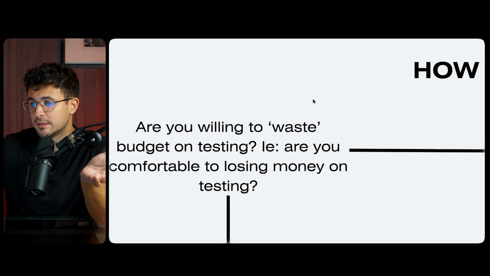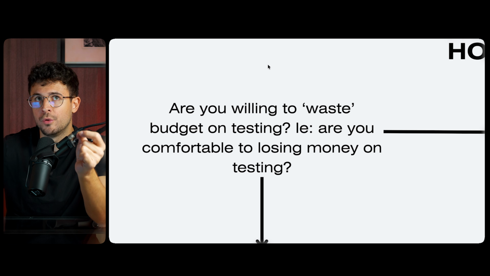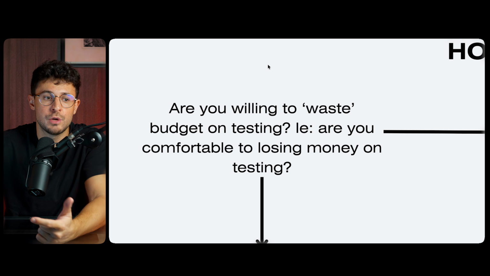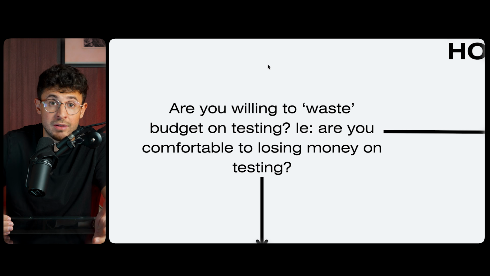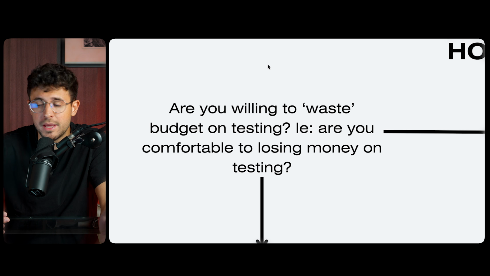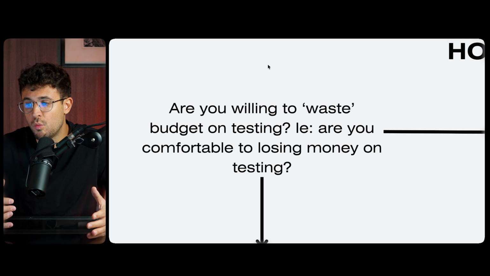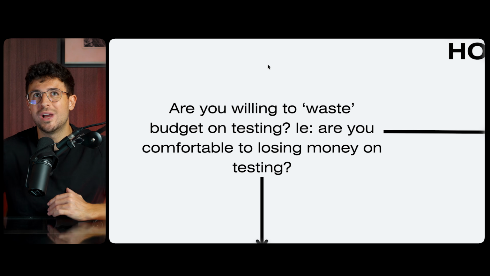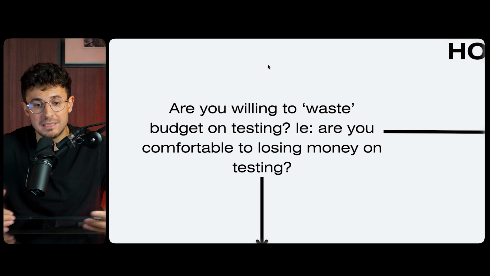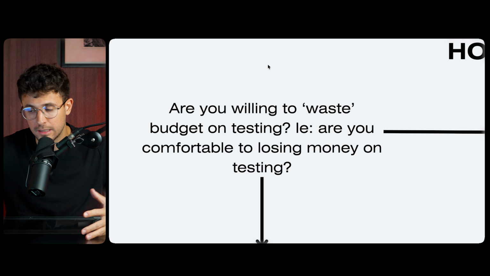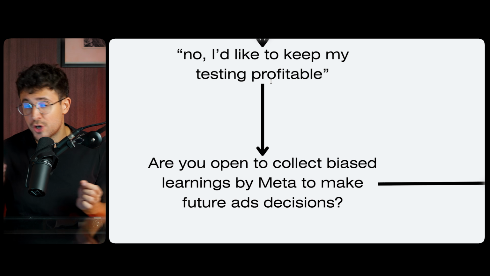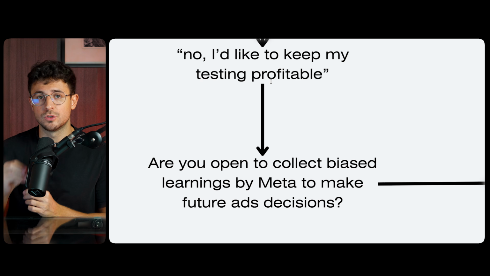But there are some people who don't want to waste money on testing, because probably they don't have much budget. So if you're spending like 200, 300, 500 per day, even 1 or 2K per day, technically you don't want to waste a lot of budget on testing because you want to maximize the efficiency of the budget that you're spending. Then what you can do is try to leverage Meta more in this case, and so the CBO setup.